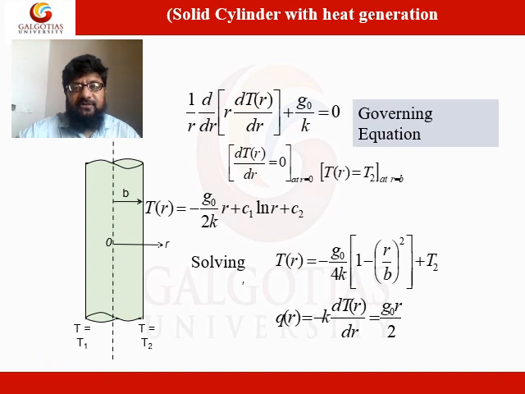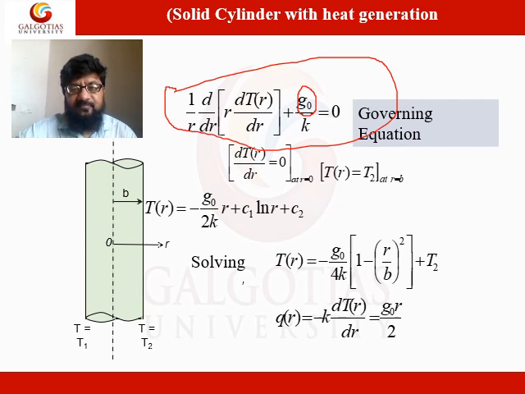So now take another example of a solid cylinder with heat generation. The governing equation of a solid cylinder with heat generation rate G naught will be this in cylindrical coordinate system, where at r equal to 0 we can assume that dT by dr is 0, and at outer radius r equal to R the temperature is known.